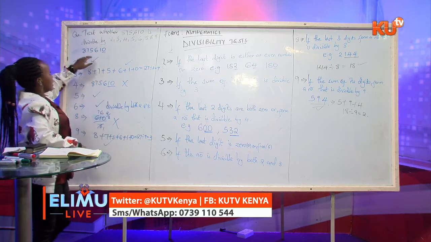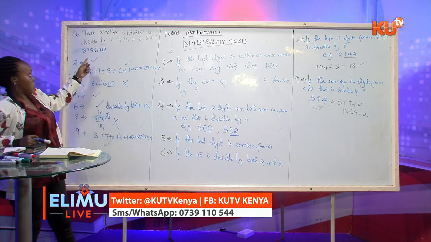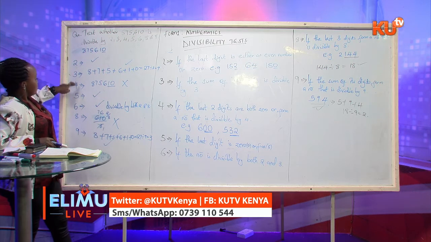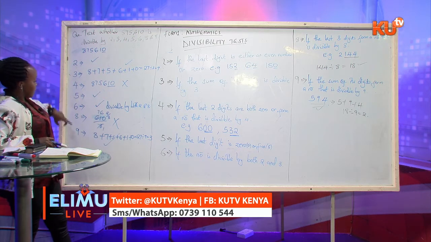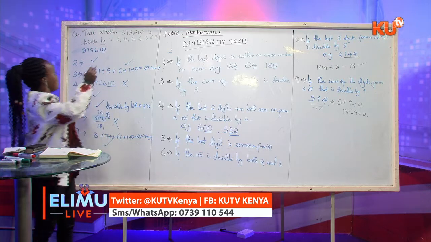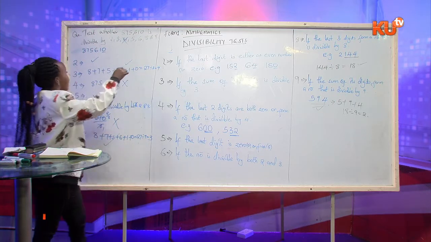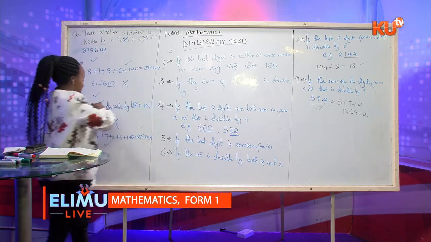So our number 875,610 was divisible by 2, by 3, by 5, by 6, and by 9. The numbers it was not divisible by were 4 and 8, but it was divisible by the rest of the numbers.